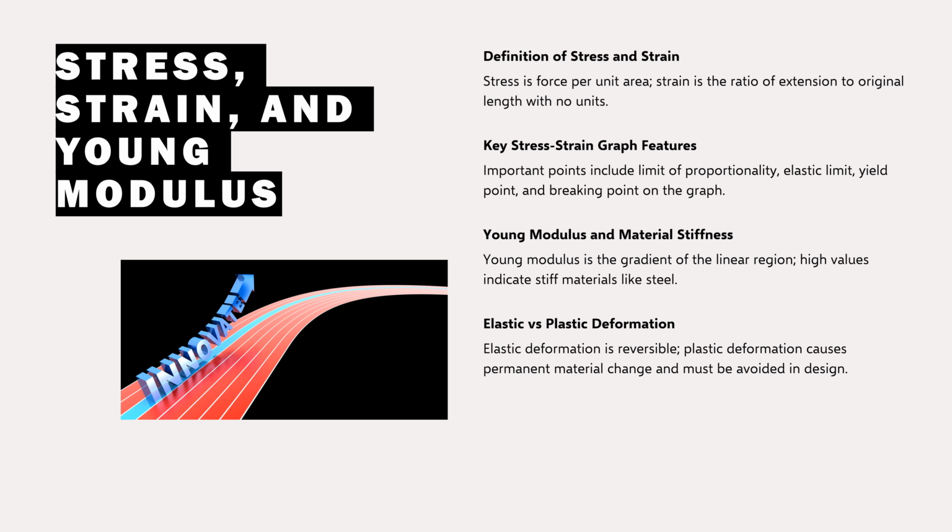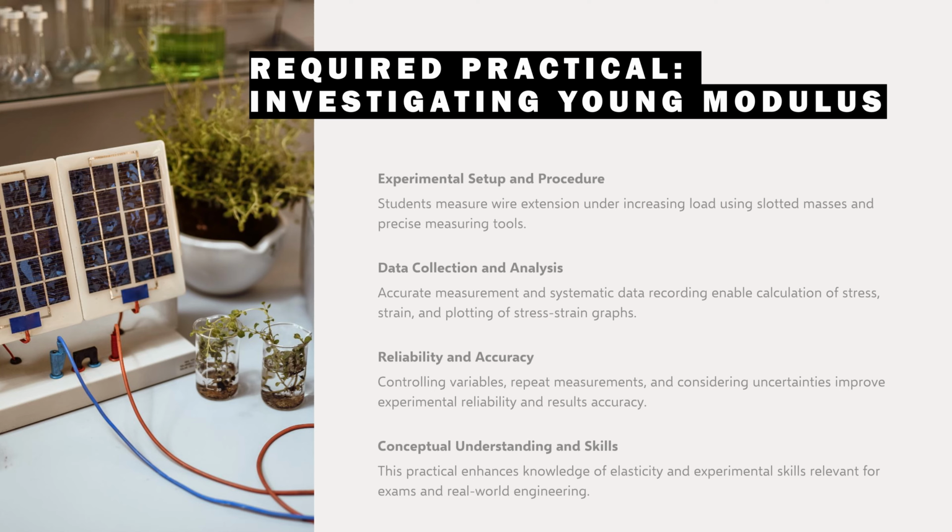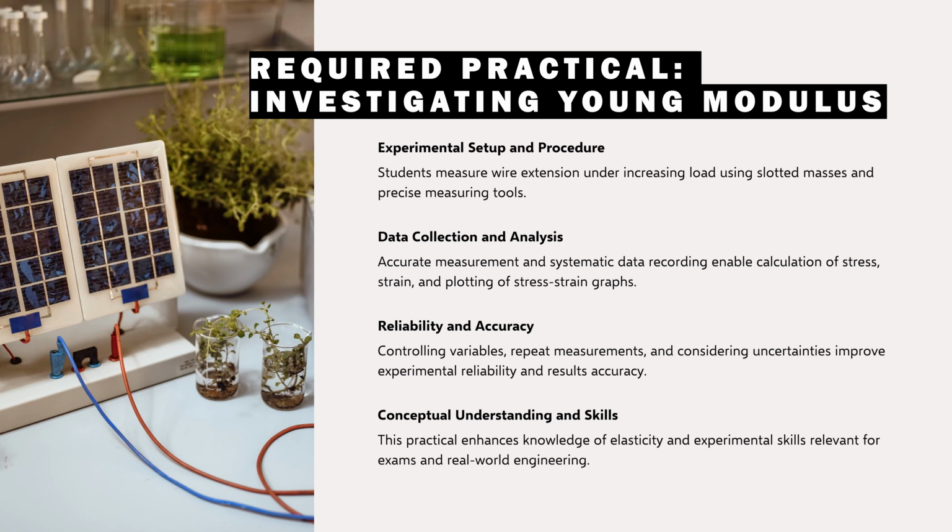material, such as rubber. In this practical, students measure the extension of a wire under increasing load to determine stress, strain, and ultimately Young modulus. Accurate measurement of the wire's original length and diameter is crucial, as small errors can significantly affect results. The experiment requires careful application of forces, typically using slotted masses, and precise measurement of extension using a micrometer or ruler with a vernier scale.